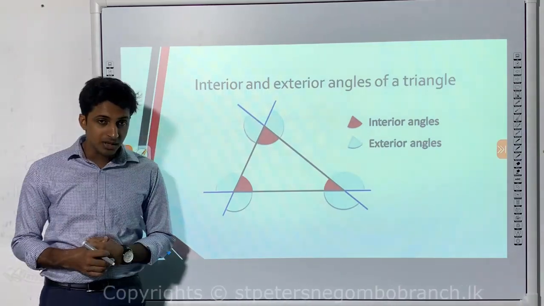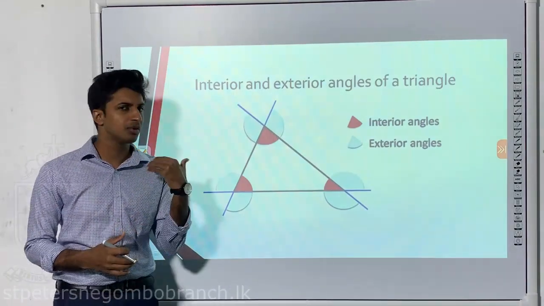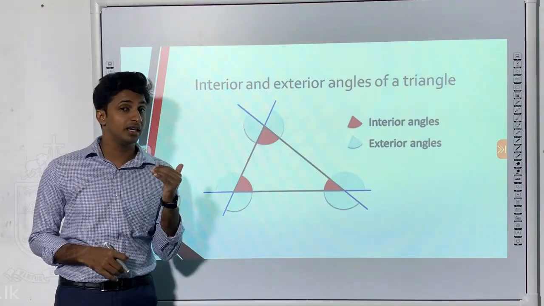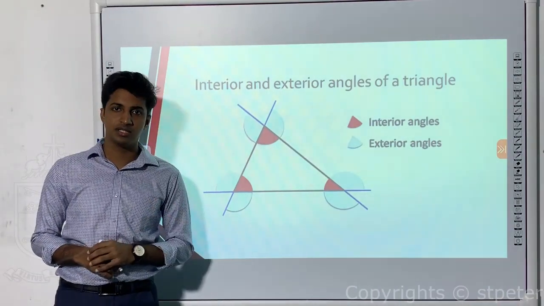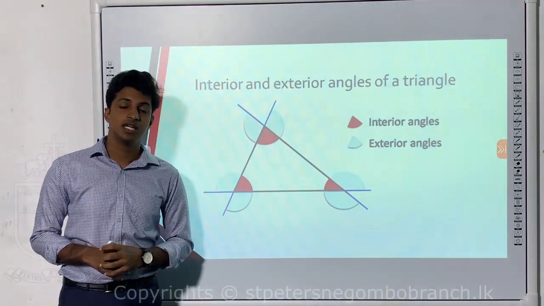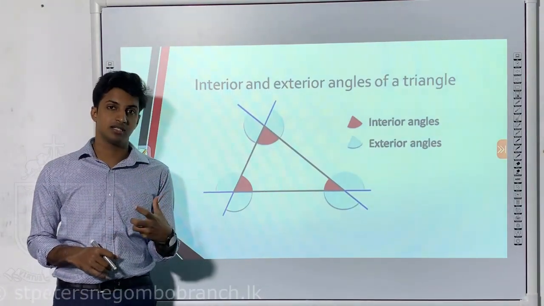So to begin with, you have already learned about triangles. You have learned about the types of triangles according to their sides and angles. In grade 8, you have discussed the sum of the interior angles of a triangle and the sum of the exterior angles of a triangle. These things you have already studied in grade 8.